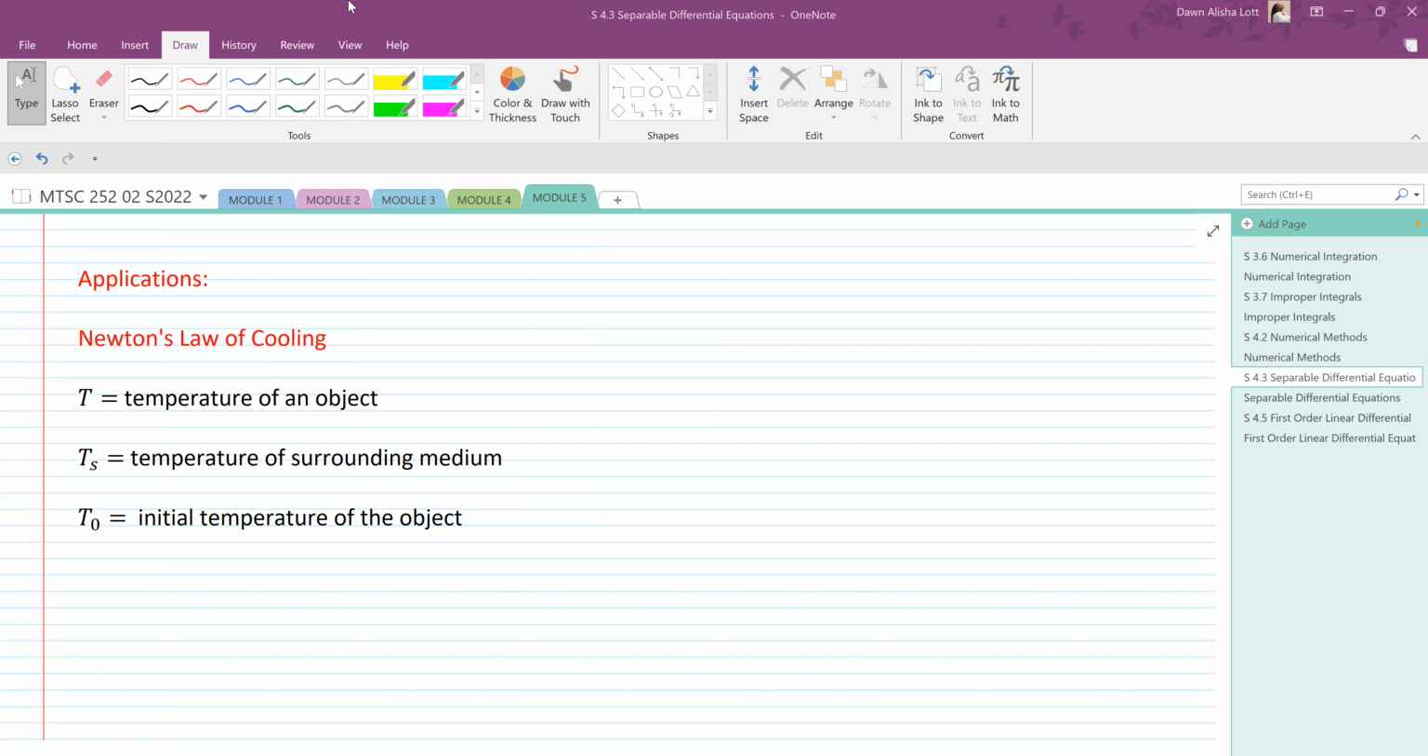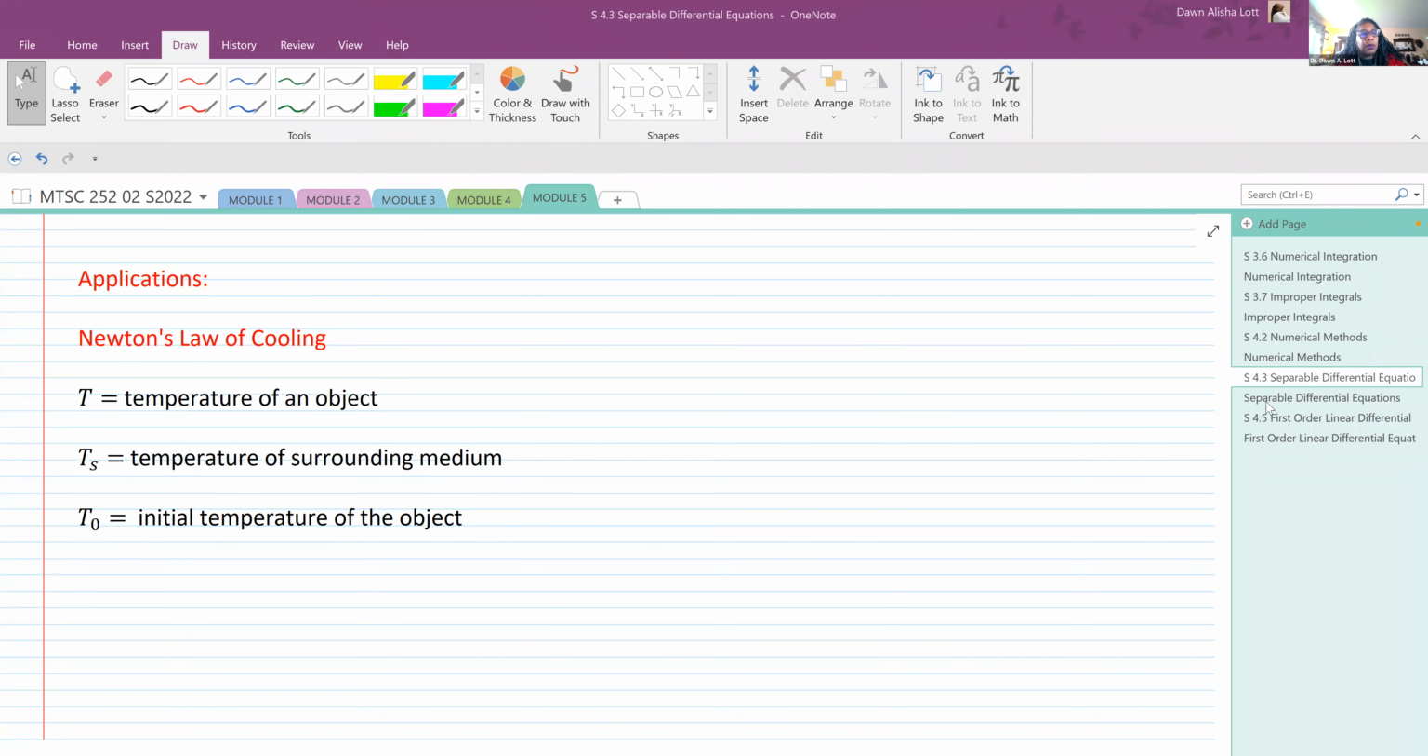Okay, so we can place an object in water. We need to know the temperature of the object. We need to know the temperature of the water. We need to know its initial temperature. Okay, that is where we're starting, and then T is what we're trying to find.